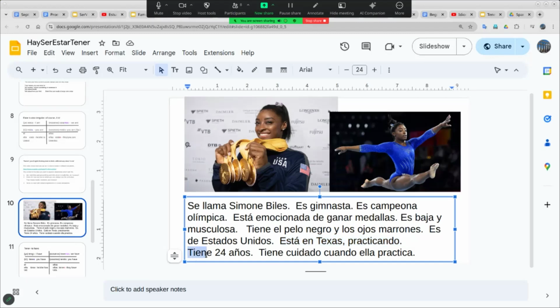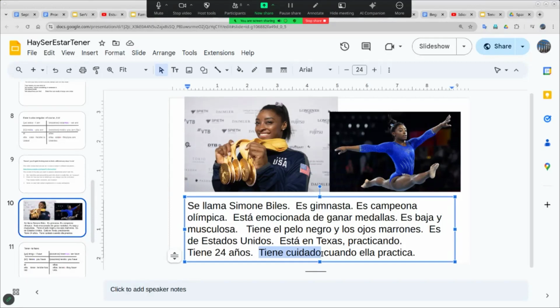And now I'm going to switch to an oddball thing. This is one of the odd things that tener is used for, to talk about how many years you have. Tiene 24 años. She's 24. See? Tiene, okay? And here's another tener idiom, an expression that just uses tener. They don't say you are careful, they say you have care. Yeah, just the way they express that.